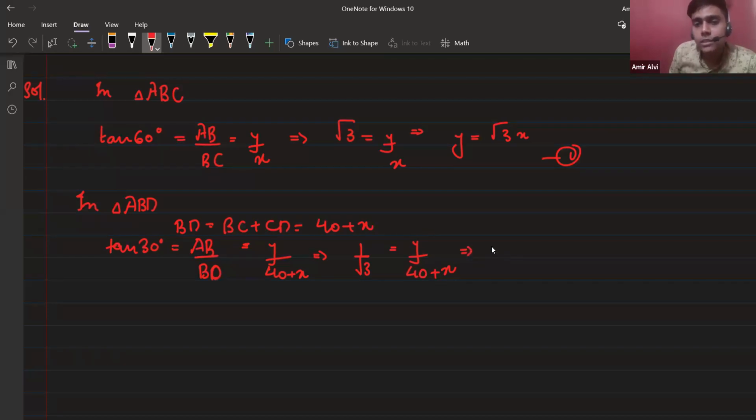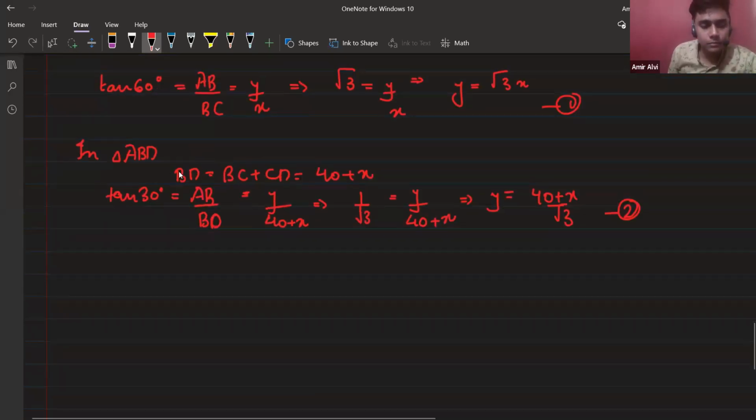So can I just write this as Y equals to 40 plus X by root 3? Yes or no? This is equation 2. Yes or no, everybody? Yes, sir.